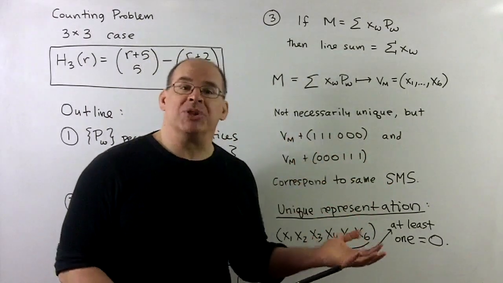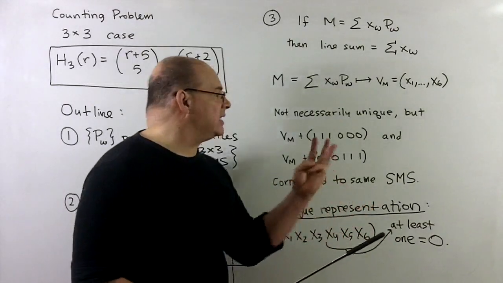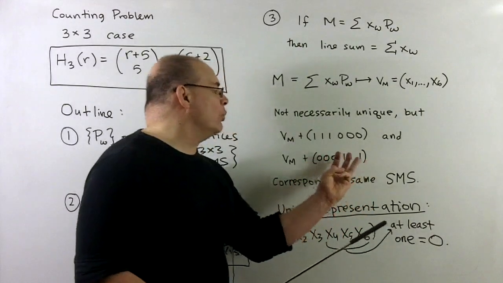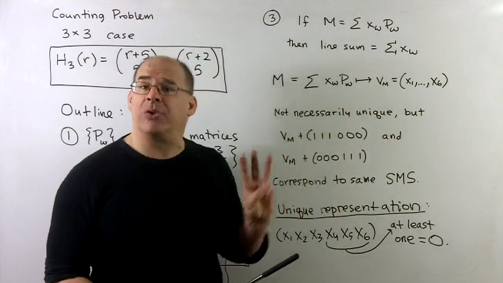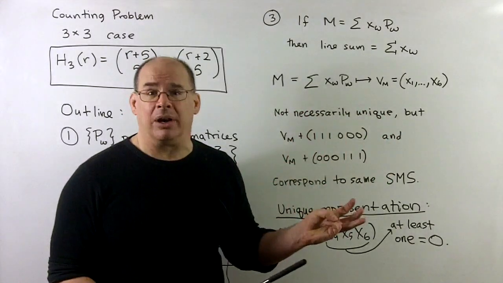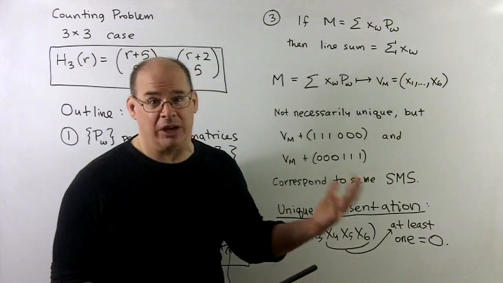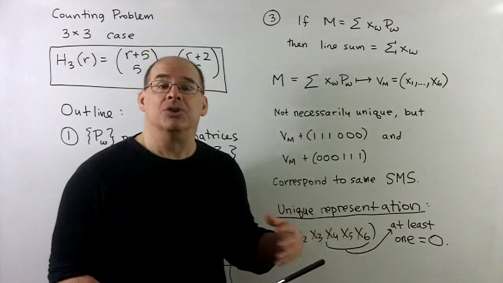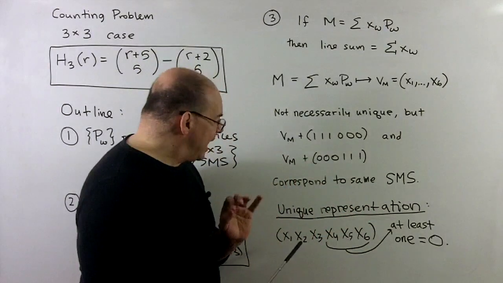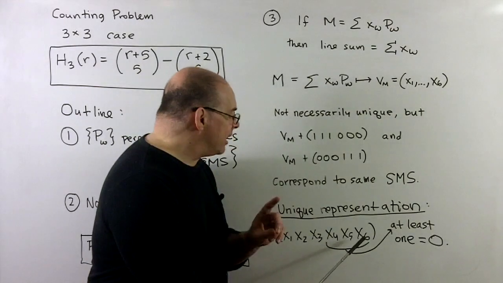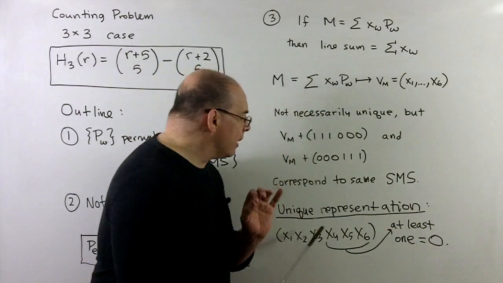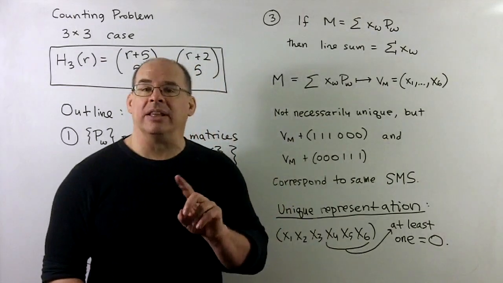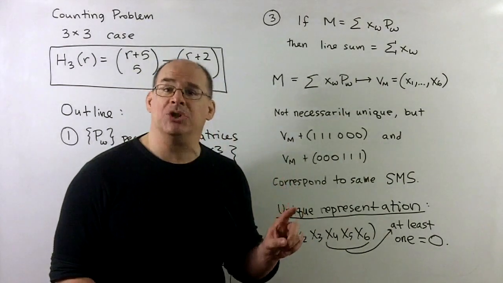To get a unique representation, well, that just means I could take 3 ones and keep moving them from the last 3 to the first 3 until a 0 appears. And then that's going to give me a unique representation. So the thing we want to count, I want to count 6-tuples of non-negative integers. Okay, they should sum up to r. And in the last 3 entries, at least one of them should be a 0.